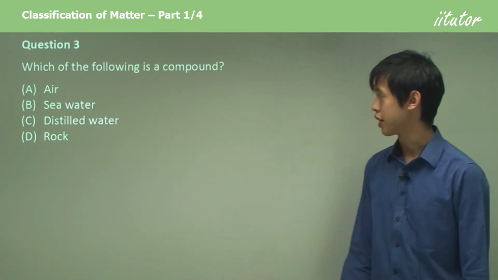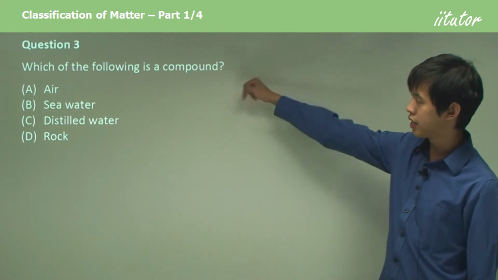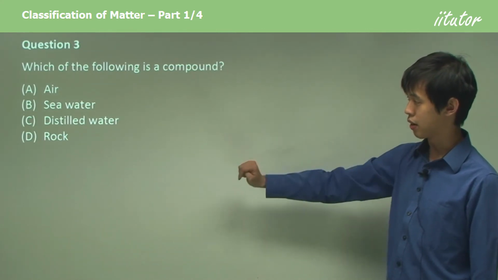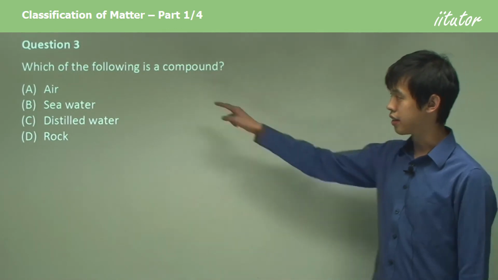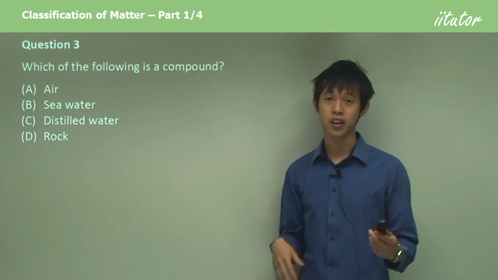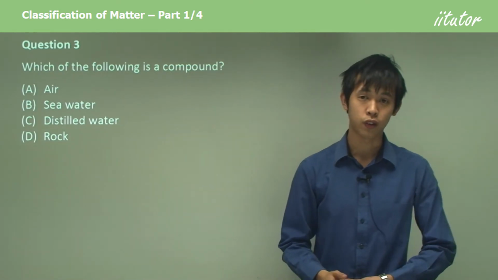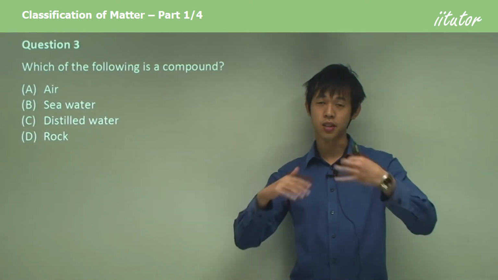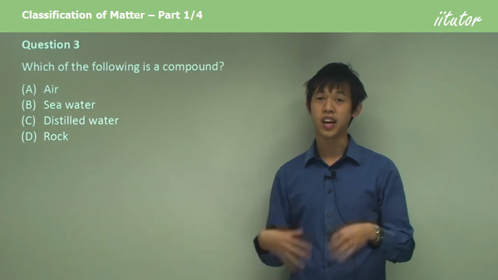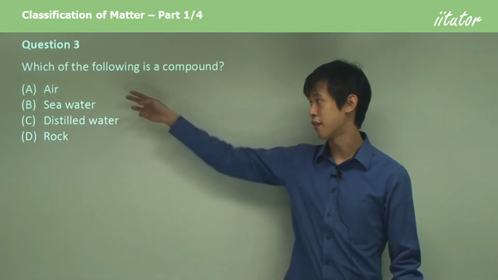So which of the following is a compound? You've got air, seawater, distilled water, or rock. So air, as we know, can vary. For instance, if I stood right next to a coal-fired power plant, there'd be lots of CO2 in the air. But the air would still be called air. So that's definitely a mixture.